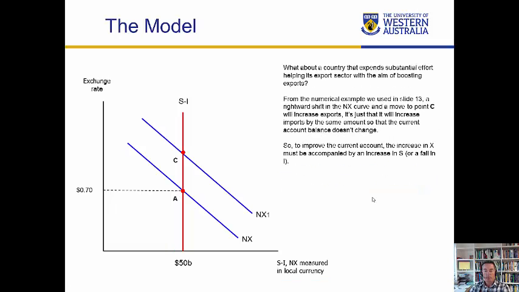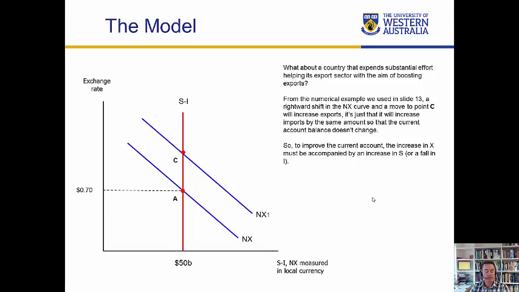Okay, in this slide I'm asking the question, what about a country that expends substantial effort helping its export sector, maybe with subsidies or some sort of favourable tax treatment, whatever the way, with the aim of boosting exports? Now we know if this country can actually help its export sector increase exports, the country will move from A to C. And we know from slide 13 that if that happens, there will be a benefit of those increased exports.